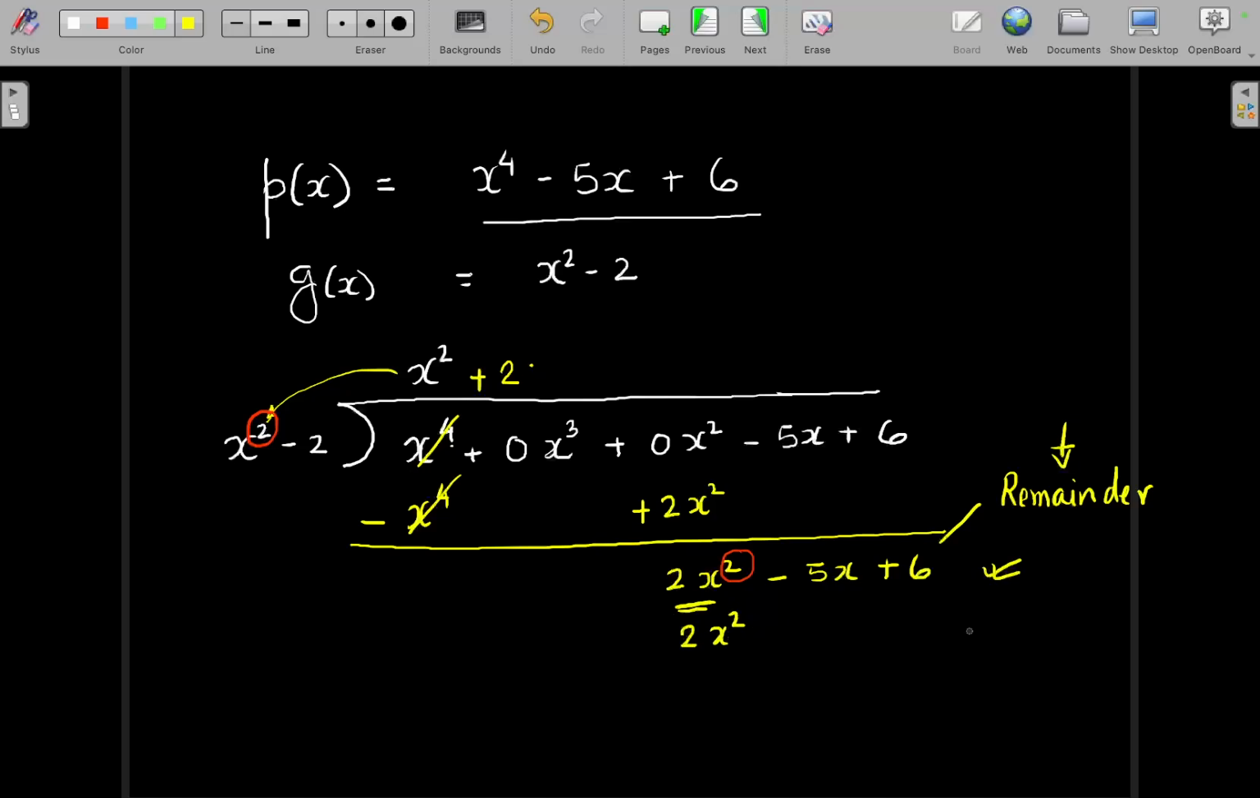So I continue now, and this time I multiply by 2, so it's going to be 2x square minus 4. So I write down minus 4 here, and then again the same thing, there's a minus, there's a plus, and now I have minus 5x plus 10, and this time this will be counting as the correct remainder, and the reason is that the degree of this remainder, which is 1, the degree is 1, and that is strictly less than 2.